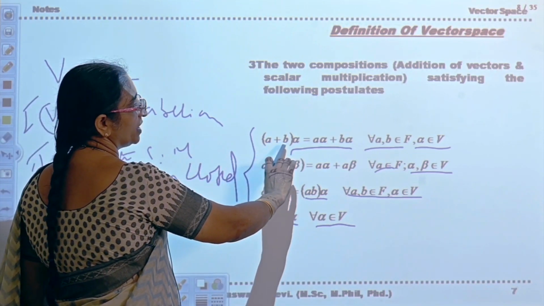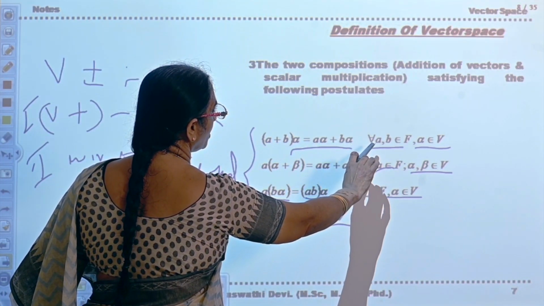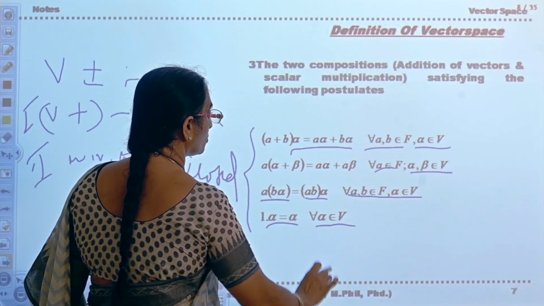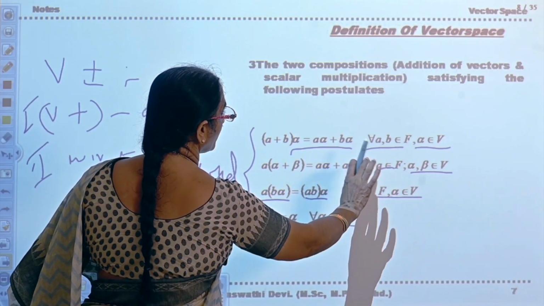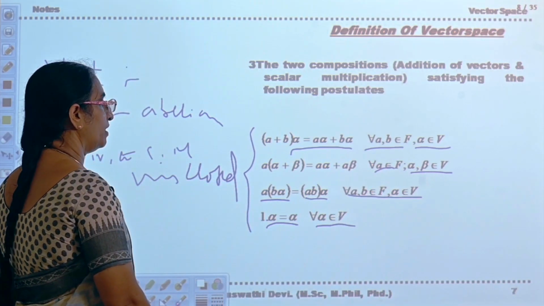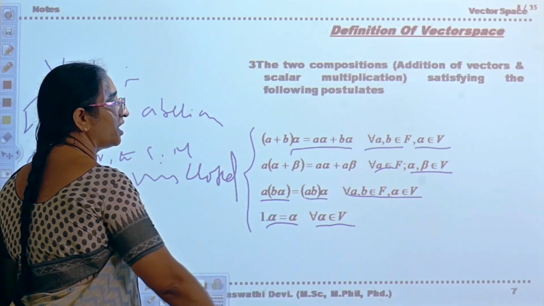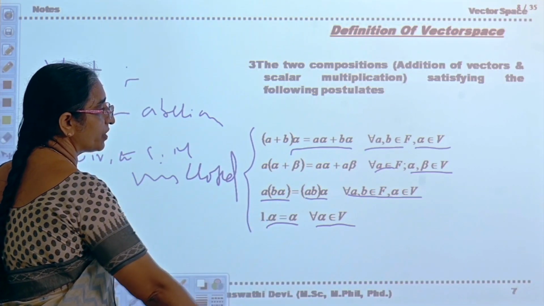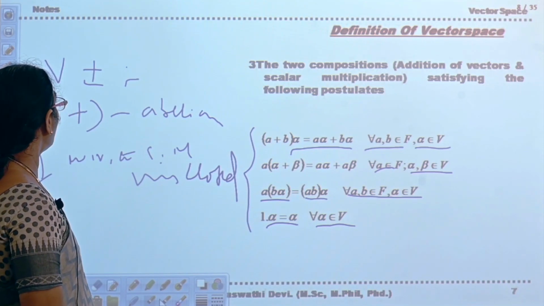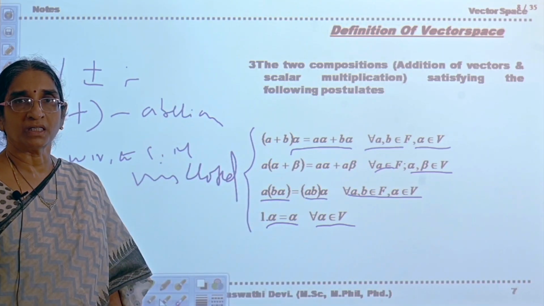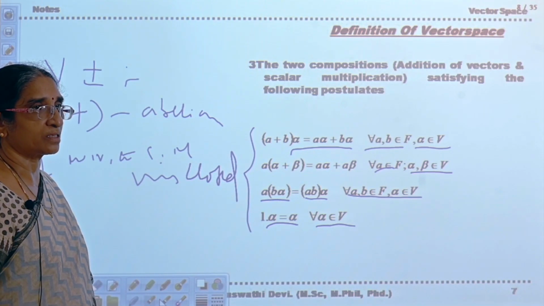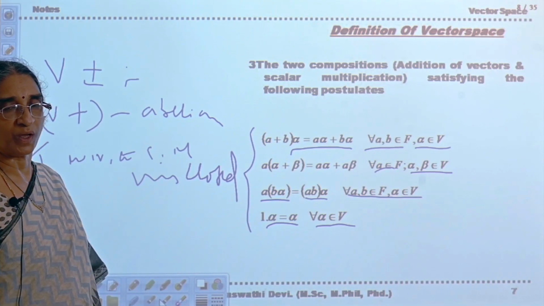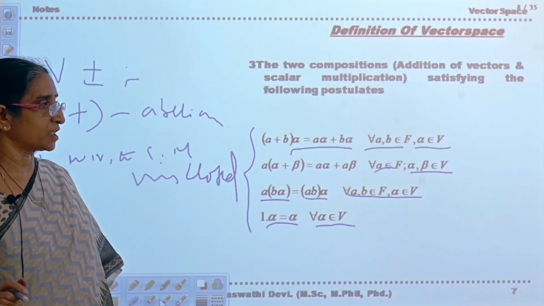Now third condition, this plus and dot together should satisfy these four properties. They are (A plus B) into alpha is equal to A alpha plus B alpha, for every A, B belongs to F, alpha belongs to V. A into (alpha plus beta) is equal to A alpha plus A beta, for every A belongs to F, alpha, beta belongs to V. A into (B alpha) is equal to (AB) alpha, for every A, B belongs to F and alpha belongs to V. Similarly, 1 into alpha is equal to alpha for every alpha belongs to V. If these three sets of properties are satisfied by any set of vectors V with respect to the defined operators, then V is said to be a vector space. I think the definition of vector space is clear.